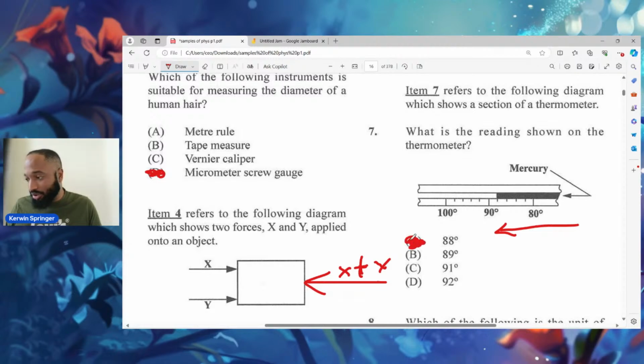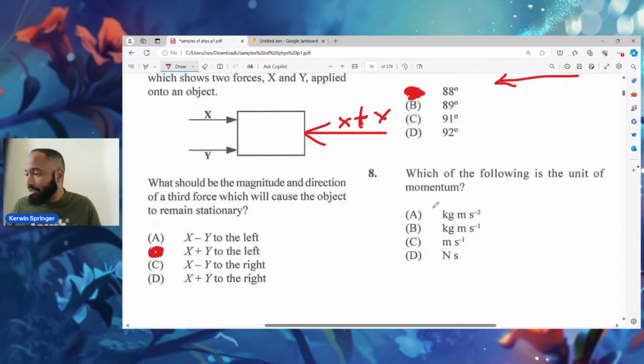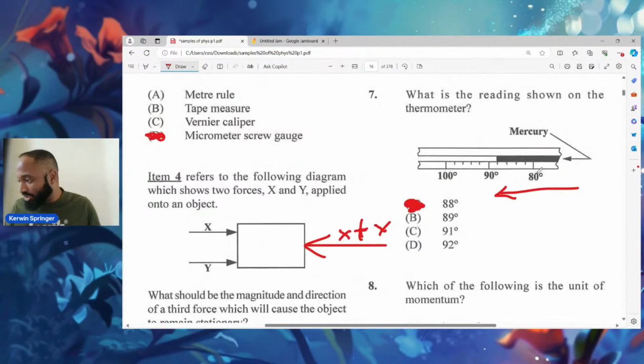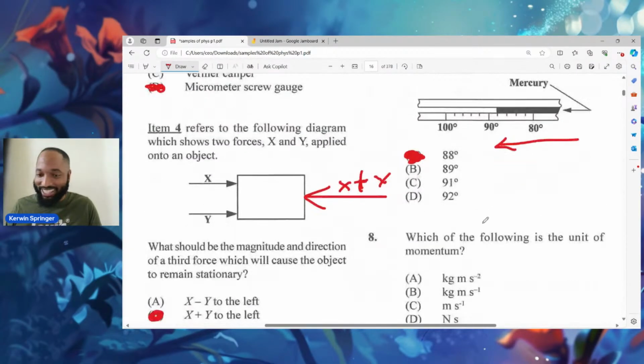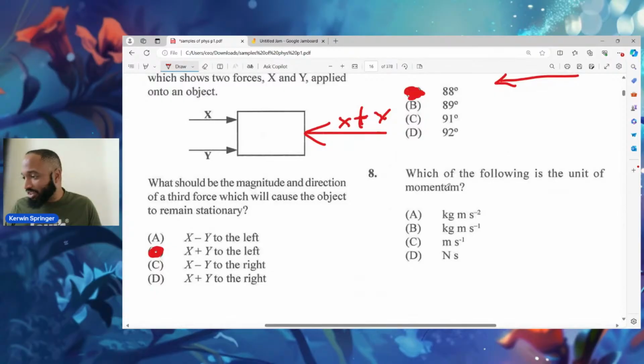How many people get tricked with that question? Real people are going to get tricked with this kind of question here. Let me just make sure I don't get tricked. 88, yeah, 88, right? So the following is a unit of momentum.